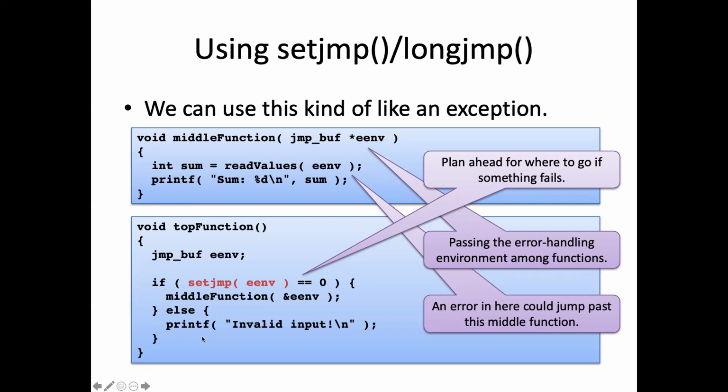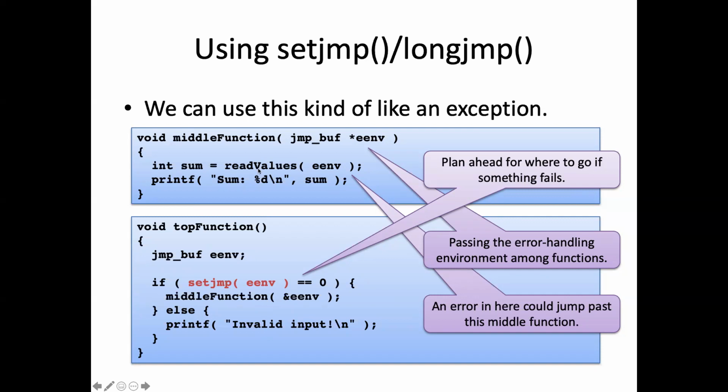So I've got a top function that calls this middle function. So here's the call, but you can see it's kind of in a try block. It's got a setjmp, and if anything goes wrong, it's going to jump back to the setjmp, and then we'll print out an error message. In the middle function, its job is to read a bunch of values and add them up, and then it just prints out the sum of those values.